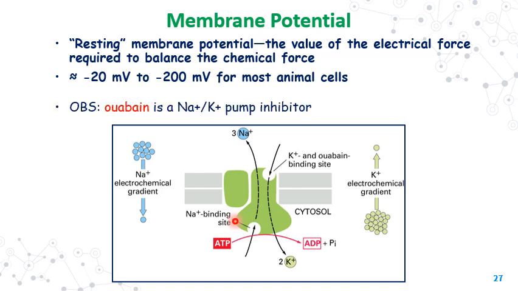Now when you look at this picture from the book, you'll see that there's one site that binds potassium, and it says this is the potassium and ouabain binding site. What in the world is that ouabain thing? It's a poison that binds there as a competitive inhibitor, and blocks the functioning of that sodium-potassium pump. Can it kill you? Yes.